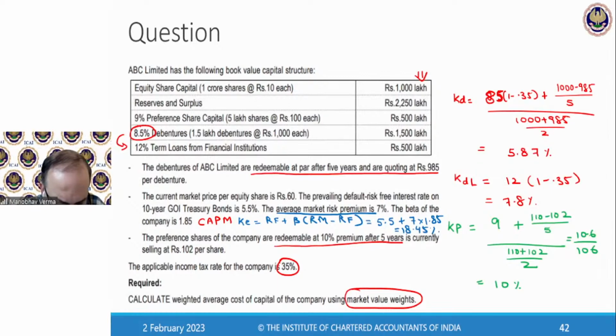Prachi says, in cost of preferences, why are we taking 102 and not 100? Redemption value minus net proceeds. This is the existing one, no? Existing preference share. So market price is 102, Prachi. 102 is the existing price, and redemption value is given to us as 10% premium. So 110.